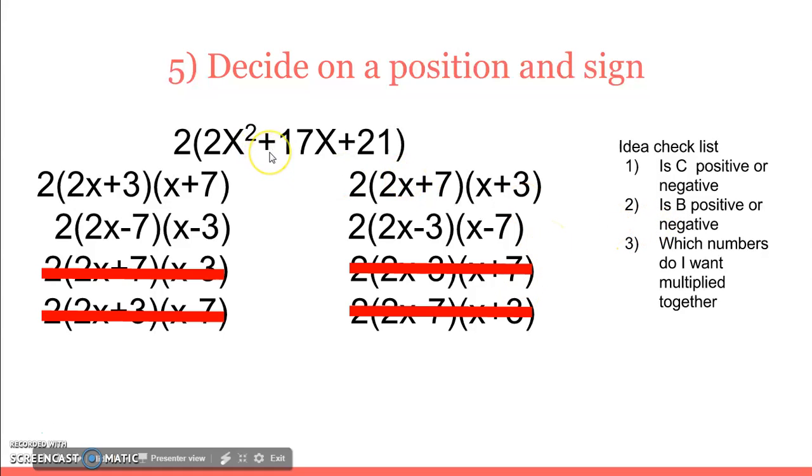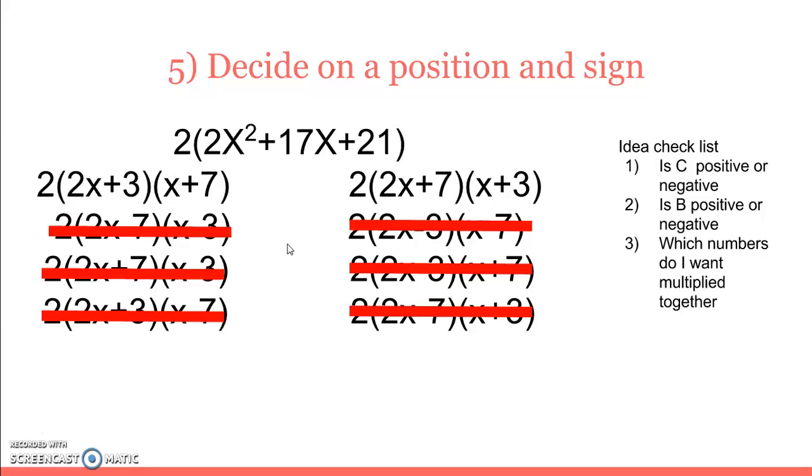The next step is to see whether or not B is positive or negative, and this is going to tell you where you would need your signs, and particularly which signs you need. So here, since B is positive, we want both of our signs to be positive. If this had been negative, we would want both of our signs to be negative. So we can cross off these two.